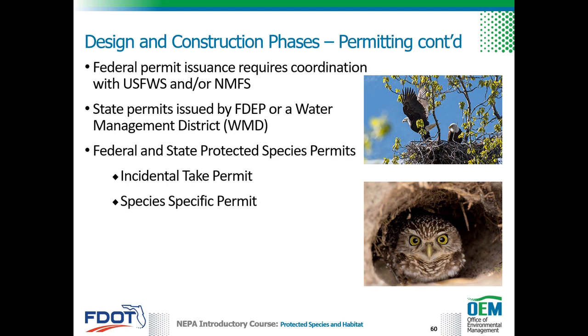Guidance on the most common protected species permit types required for transportation projects is provided in the FDOT Permit Handbook and PD&E Manual Part 1, Chapter 12, Environmental Permits.